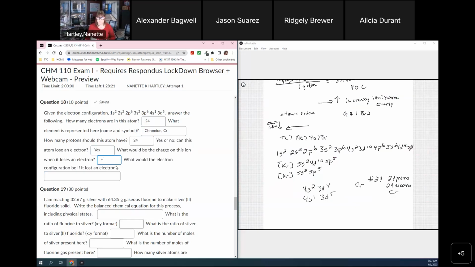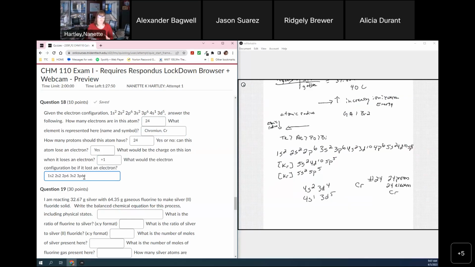Positive. If it loses 1 electron, it's +1, positive, just to indicate that you've taken away a negative charge. So it's positive. What would the electron configuration be if it lost an electron? Well, because this is a weird one, right? It's weird in the way it's set up. This would end up being 1s2, 2s2, 2p6, 3s2, 3p6. And then we get into that 4s1, 3d5.